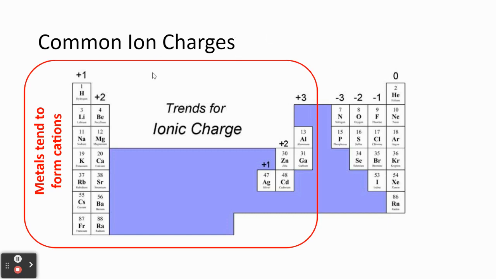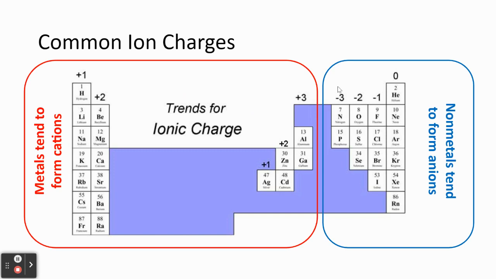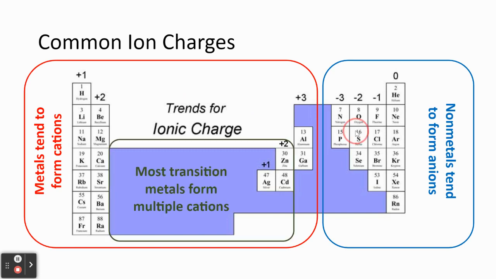So we've got our metals here that tend to form cations, and we have our nonmetals here that tend to form anions. The transition metals tend to have more than one possible type of ion they can form.